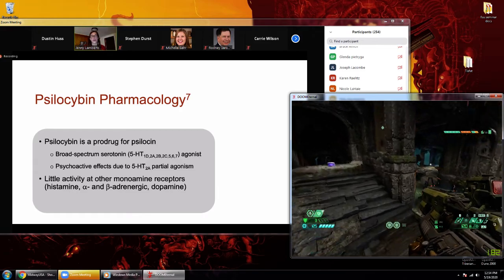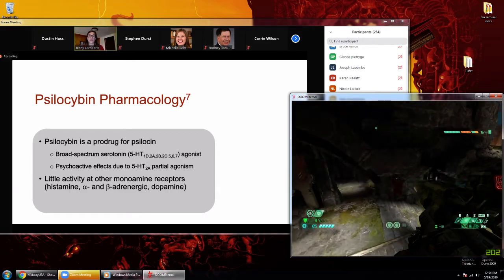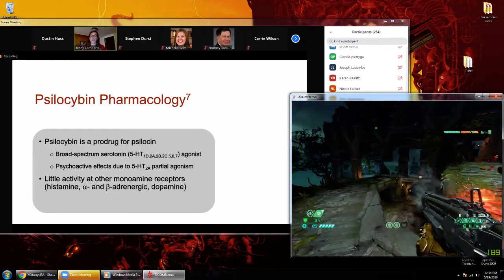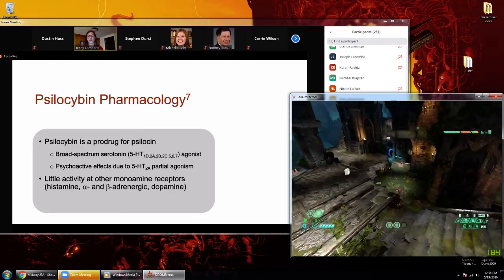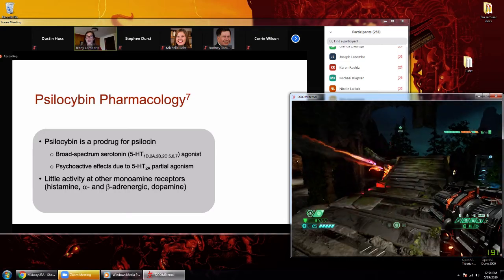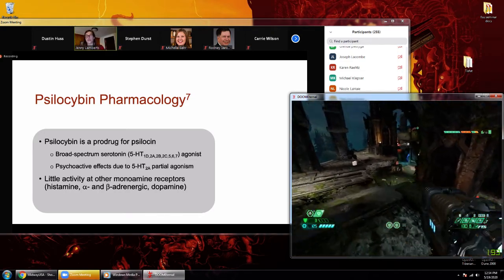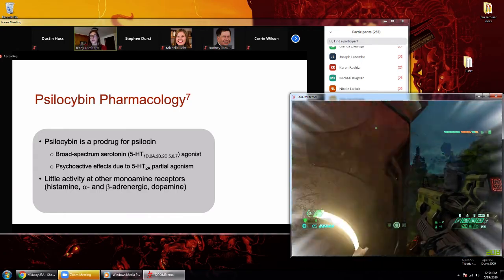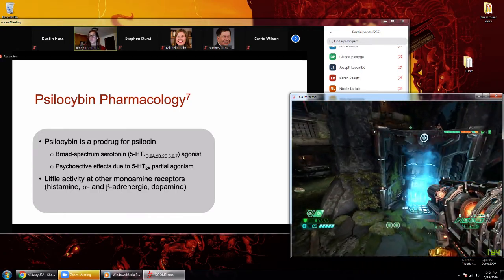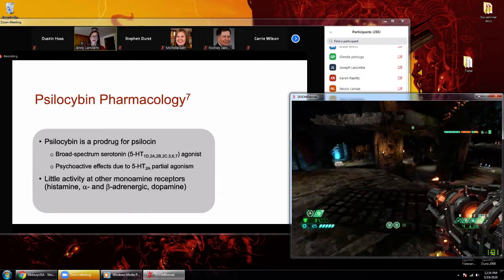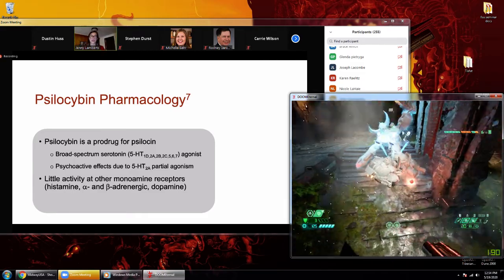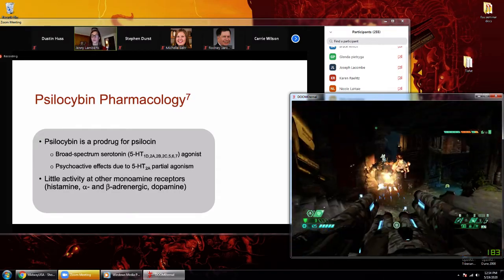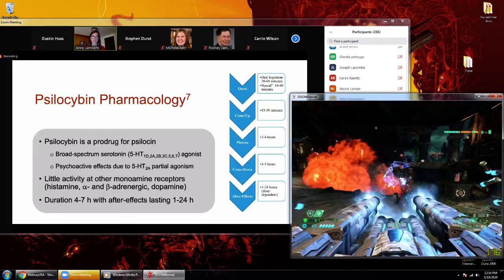And so this means that there are few side effects, unlike what you might see with drugs like tricyclic antidepressants, for example, which are active at quite a few monoamine receptors, in addition to affecting serotonin levels. And the fact that it has minimal activity at dopamine receptors is thought to be why it has less, or maybe a lower, addiction potential than some other drugs that are abused.